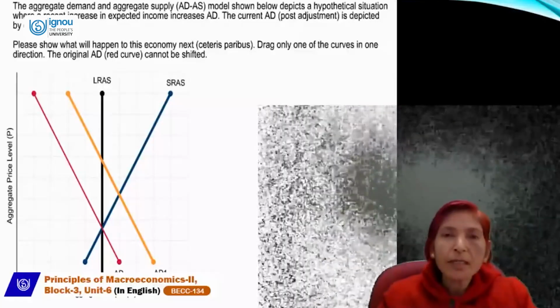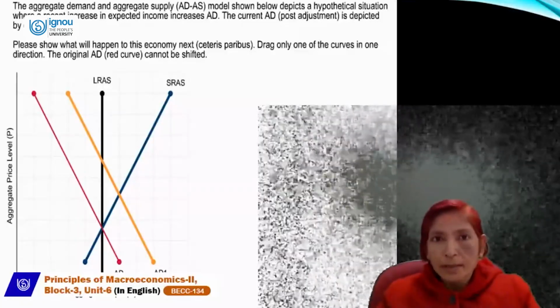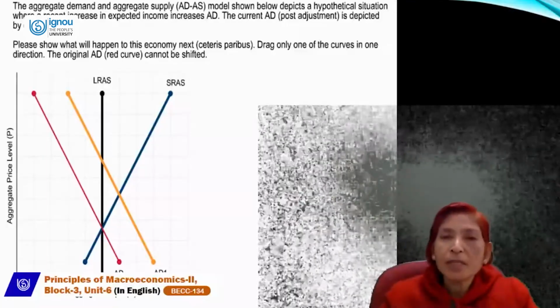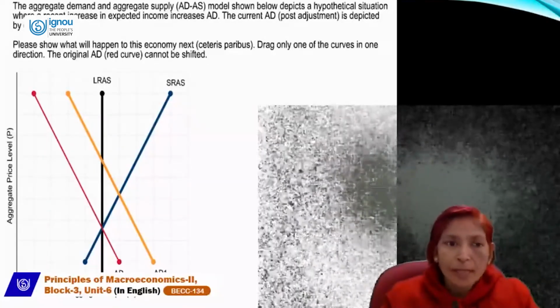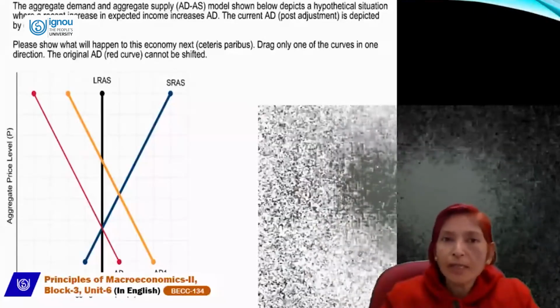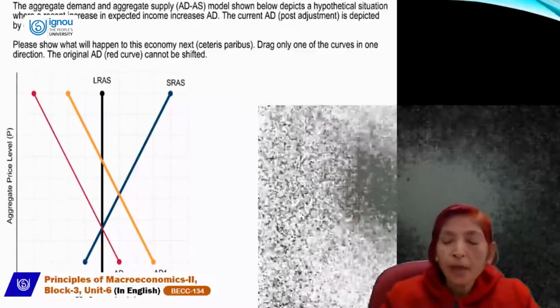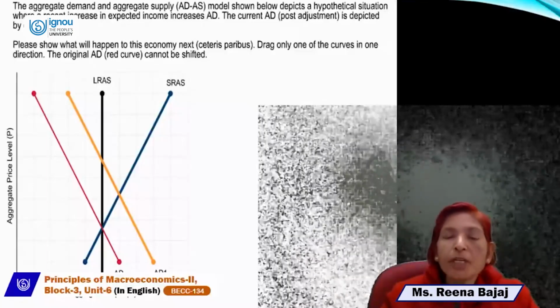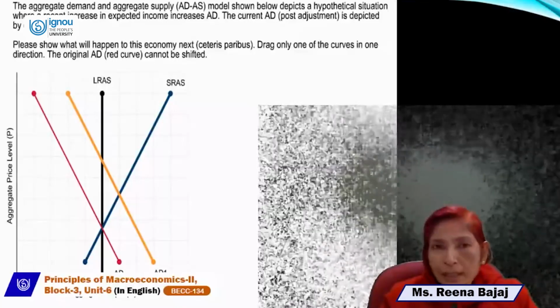Why does this aggregate demand curve shift? It has so many reasons. You know that if price remains constant and other factors are more effective, like if the income of the consumer rises, then the demand curve will shift to the right hand side. If the size of population increases, then demand will rise and the curve will shift to the right hand side.